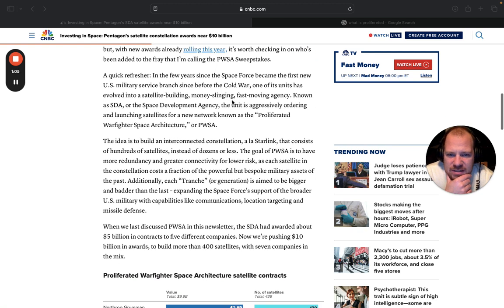In a few years since the Space Force became the new first U.S. military service branch since before the Cold War, one of its units has evolved into a satellite-building, money-slinging, fast-moving agency known as the SDA, or the Space Development Agency. The unit is aggressively ordering and launching satellites for a new network known as Proliferated Warfighter Space Architecture.